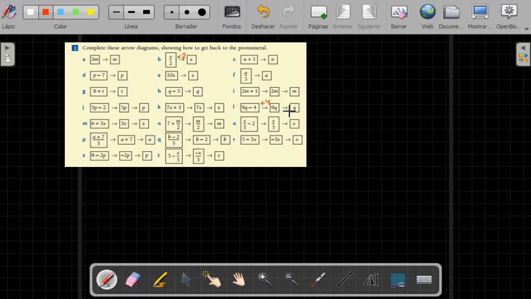What is the opposite of the product or the multiplication? Divide. So we're going to divide by 9. And that's all what we need to get rid of the 9 and get a q.